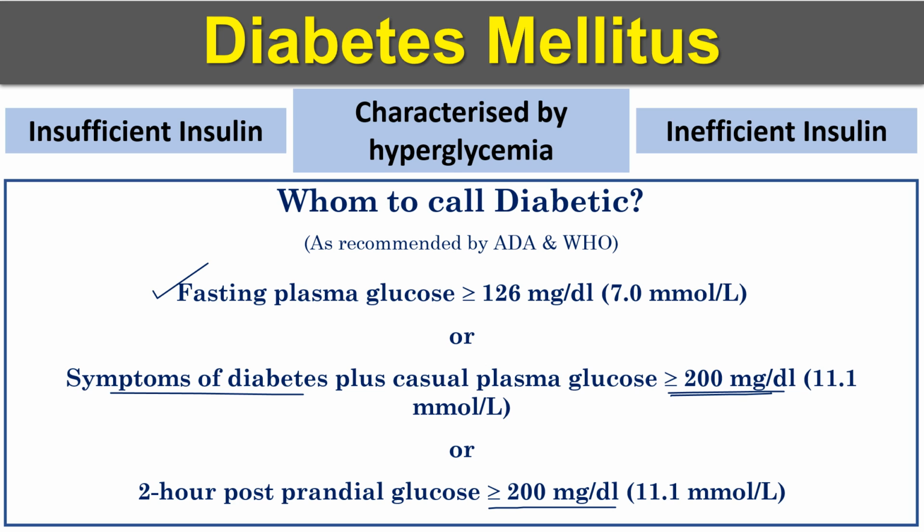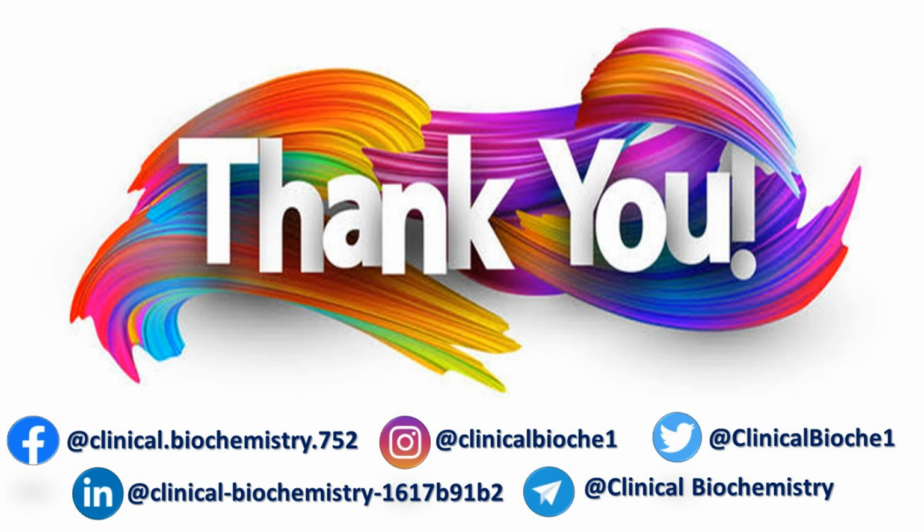So diabetes can be decided by any of these criteria, but more specifically we can decide whether a person is diabetic, has impaired glucose tolerance, or any other condition, by the GTT test. We can have a separate video on GTT, and we will talk about that one.